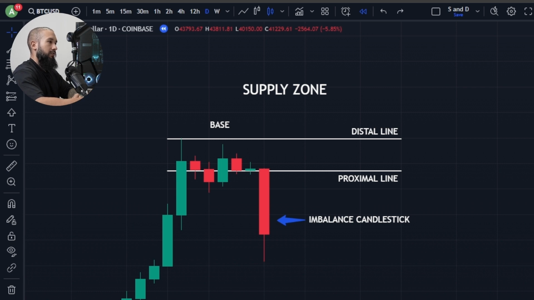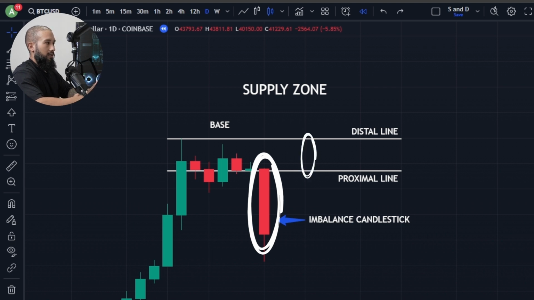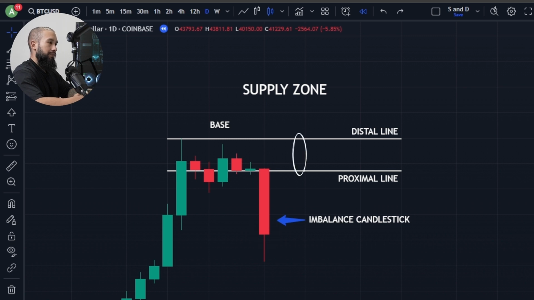For confirmation of our imbalanced candle, its body should be at least twice the length of our base. As we can see here, our imbalanced candle is more than twice the length of our base. And the reason we want to do that is because we want to confirm if it is a valid supply zone. Valid as in it's good to trade. And the way we confirm if it's valid is by checking to see if the imbalance or the move was strong enough. And that again is by confirming that the body of the candle is more than twice the size of the base.